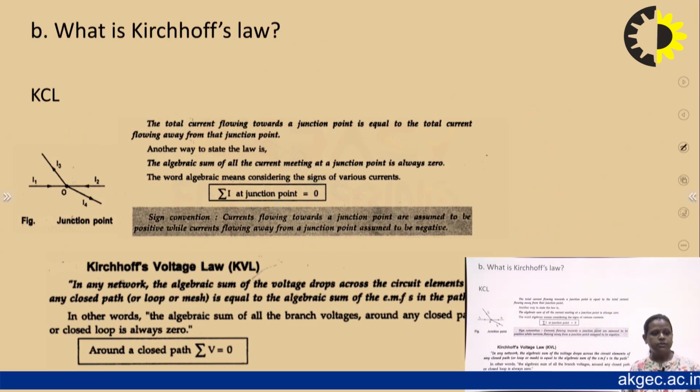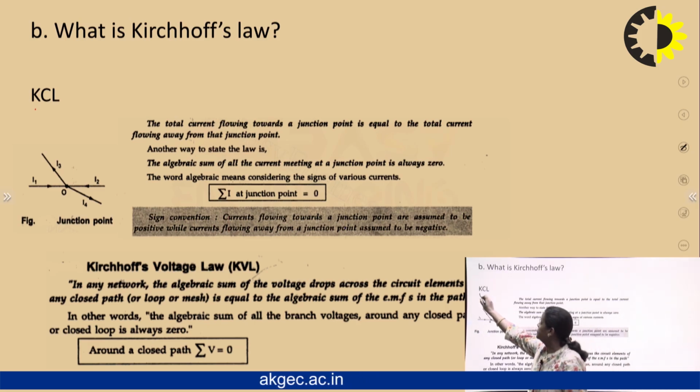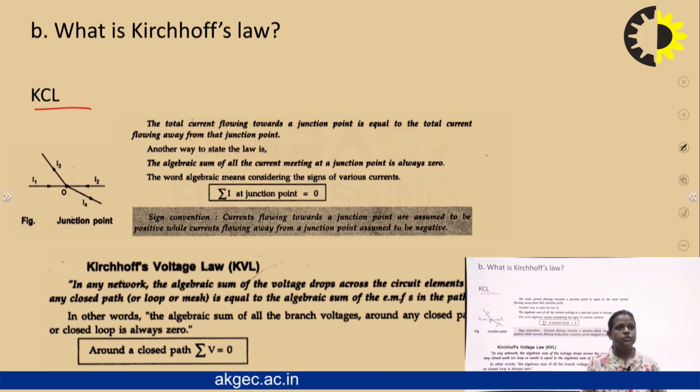The next question is, what is Kirchhoff's law? There are two laws. One is KCL, which is called Kirchhoff's current law, and the other is KVL, which is called Kirchhoff's voltage law. First we will see what is KCL, that is Kirchhoff's current law. Kirchhoff's current law says the total current flowing towards the junction point is equal to the total current flowing away from that junction point.